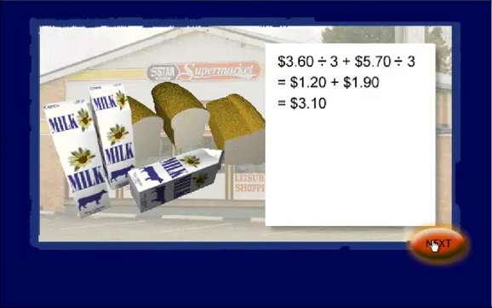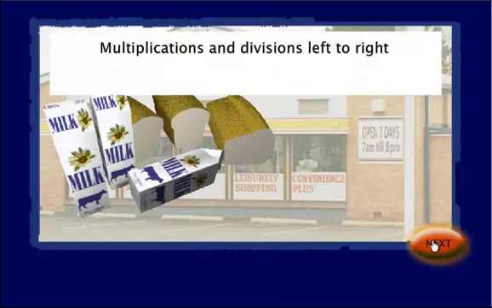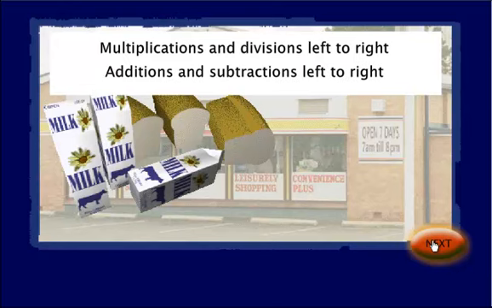Here we have calculated the divisions before the addition at the end. In general, the order convention states that we should do multiplication and divisions as we come to them, moving from left to right across the expression. Then we should do the additions and subtractions as we come to them, moving from left to right.